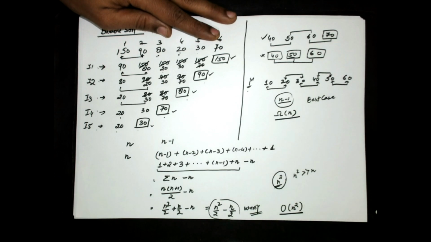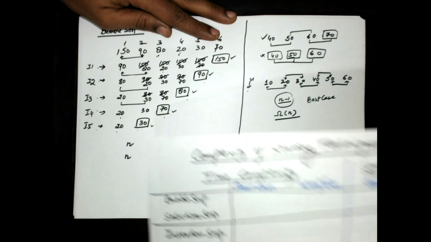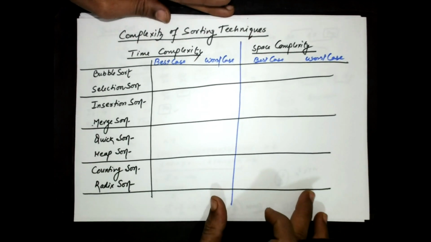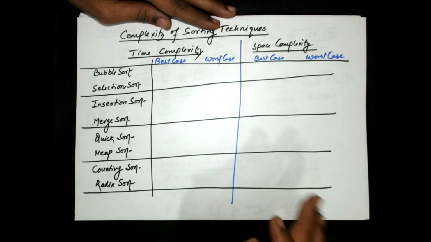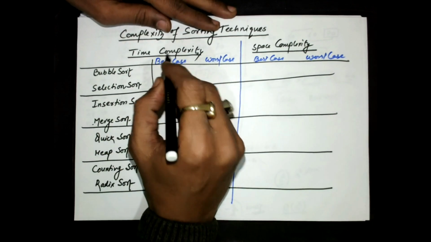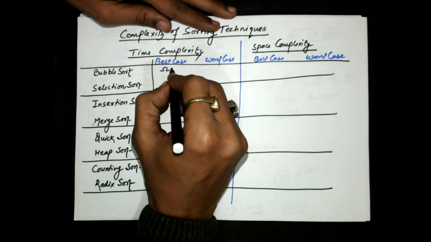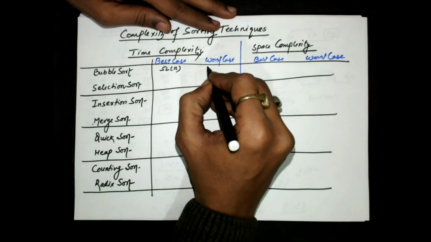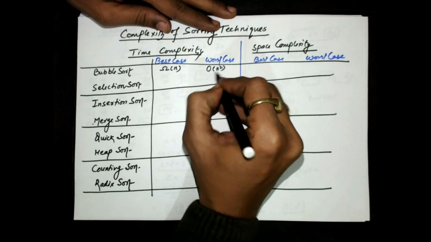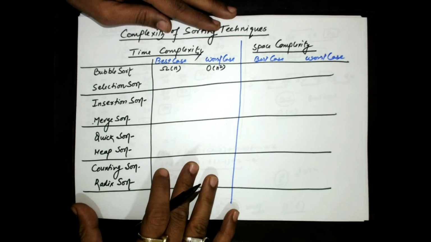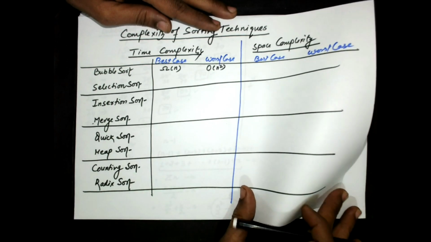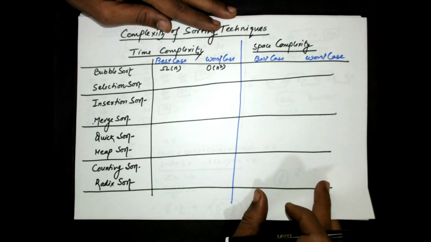So now we will make a practice of writing these complexities in the table. Let's say this is the table of all the complexities. For the bubble sort, the best case complexity is omega n, and the worst case complexity is big O n square. These are the time complexities, the number of comparisons which are taking place, according to which I have written the time complexity.